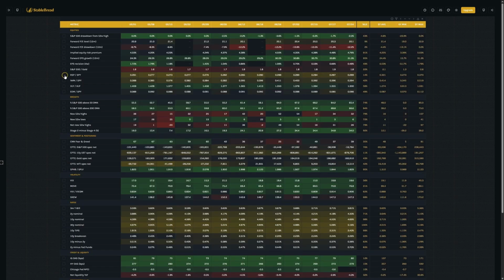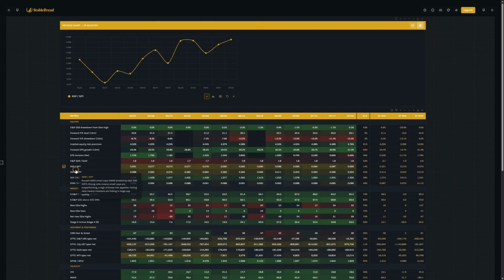The next one is the RSP over the SPY. RSP is simply the equal weighted S&P 500 to the normal one, which is market weighted, which really means the average stock versus the index. So if this is rising, that means the rally is broad and most stocks are participating. If it's falling, that means a few giant companies are carrying everything.